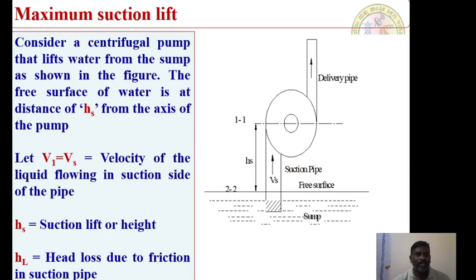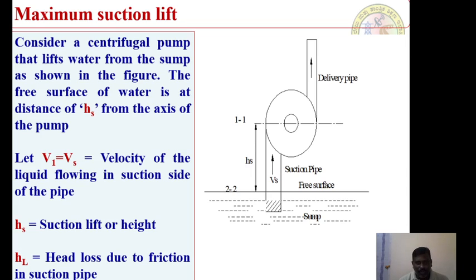Now you are seeing in the figure a centrifugal impeller. The impeller is available, at the same time the delivery pipe is there, and the suction pipe is also available. And there is a sump consisting of a liquid whose pressure has to be raised, and we have a free surface. We have section 1, which is the center line, and section 2, which is the free surface of water. Vs is the velocity through the suction side, that is, through the suction pipe. Consider a centrifugal pump that lifts water from a sump, as shown in the figure.